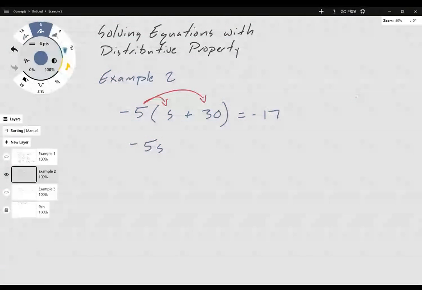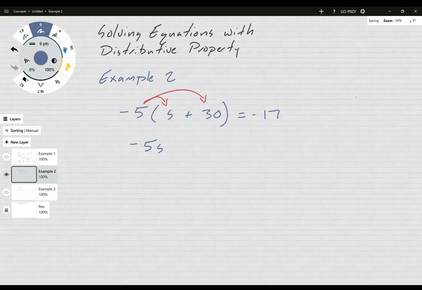So I have a -5 multiplied by +30. When you're multiplying a positive and a negative, you're always going to get a negative integer. So this is going to change to subtraction because it's negative. So -5 multiplied by 30 is -150 equals -17. Here's my two-step equation now.